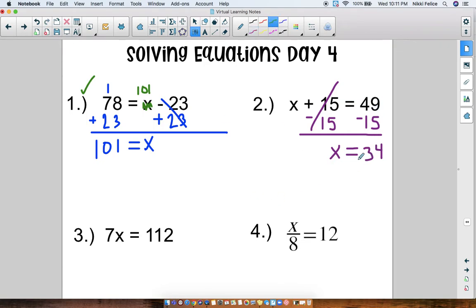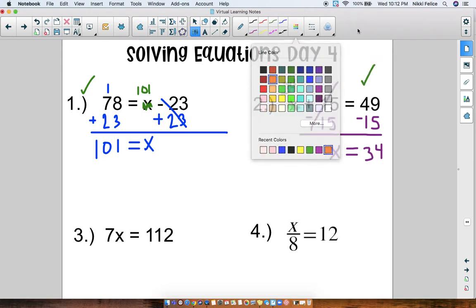Now, of course, I can check my answer by plugging in 34 where the x is to make sure it makes sense. Is 34 plus 15 equal to 49? Yeah, so I know I got it correct. All right, let's choose a new color.